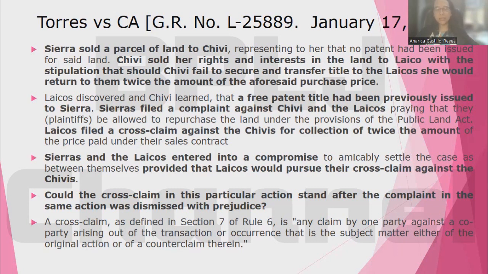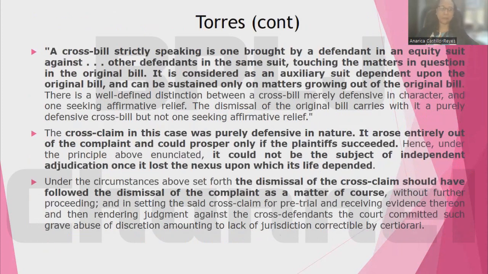Now, could the cross-claim stand after the complaint in the same action was dismissed with prejudice? A cross bill, strictly speaking, is one brought by a defendant against other defendants in the same suit, touching the matters in question in the original bill. It is considered as an auxiliary bill, dependent upon the original bill, and can be sustained only on matters growing out of the original bill.